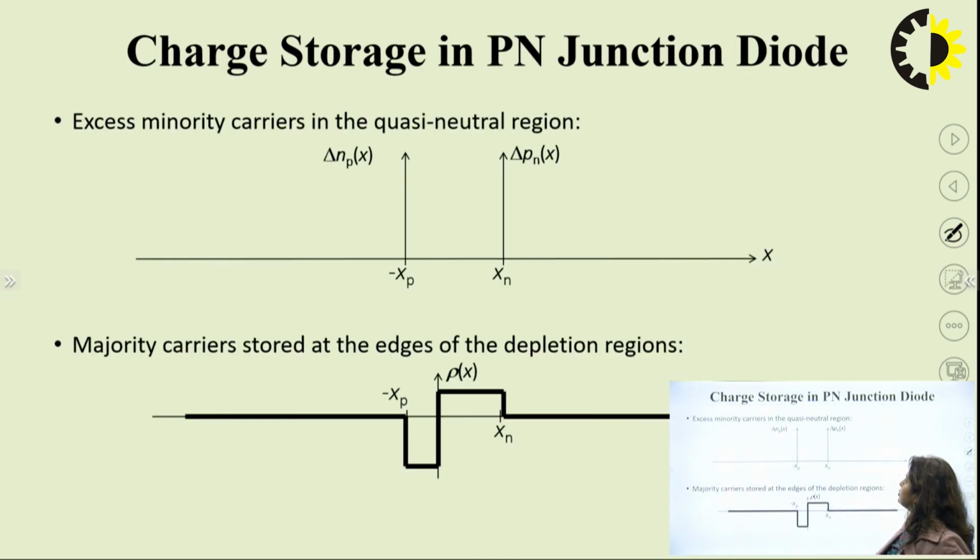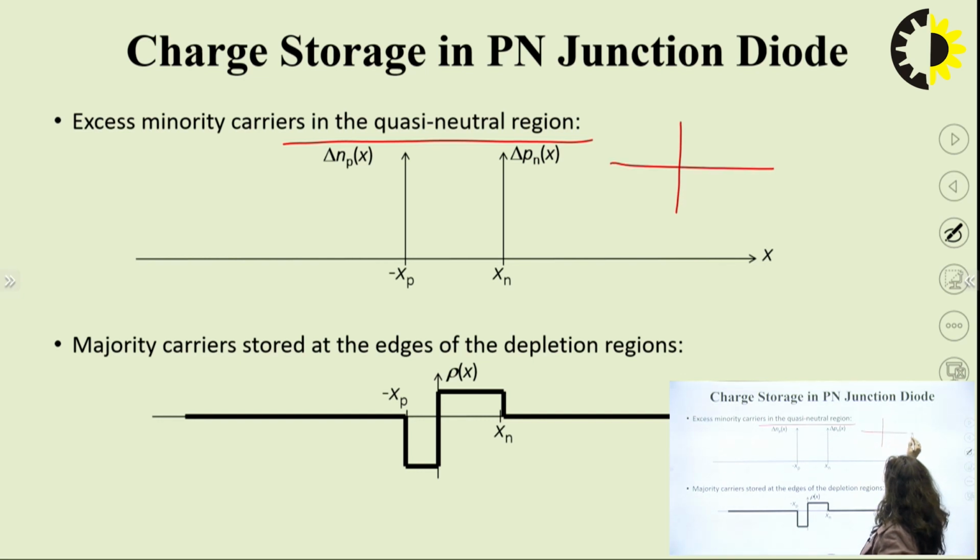Now, how does charge storage occur in the PN junction diode? There are majority charge carriers and also minority carriers in the PN junction. So we have excess minority carriers in the quasi-neutral region. As I have discussed, there are two regions basically. Suppose this is P and this is N. The first region belongs to the P region, which is your XP, and this region belongs to the N region, which is your XN. So from minus XP to XN we have our PN junction.